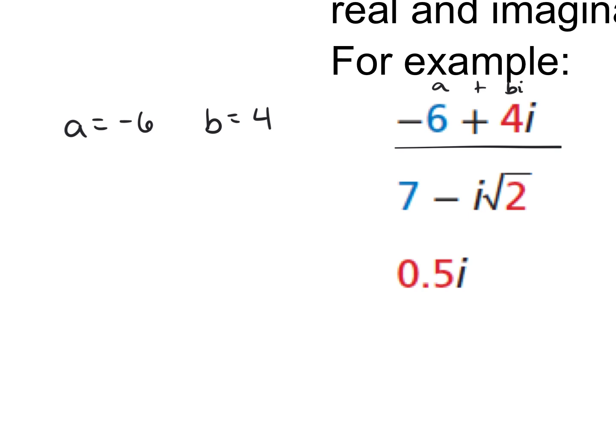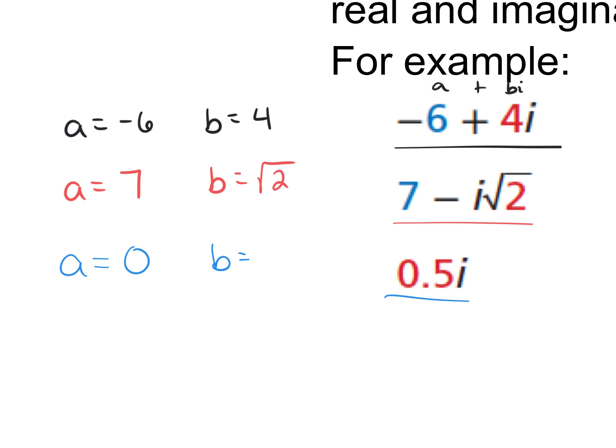That next one, what is my a value? 7. What is my b value? What needs to go with the 2? Square root of 2. Yep. And then what is my a value for that last one? 0. What's my b value? 0.5. Remember, the b value is the number that's with the i.